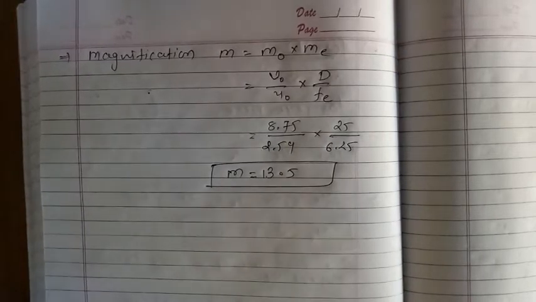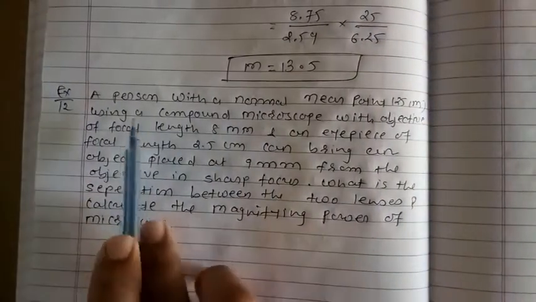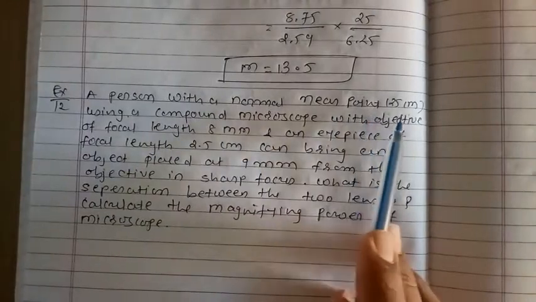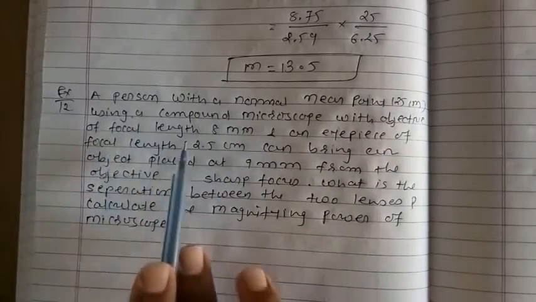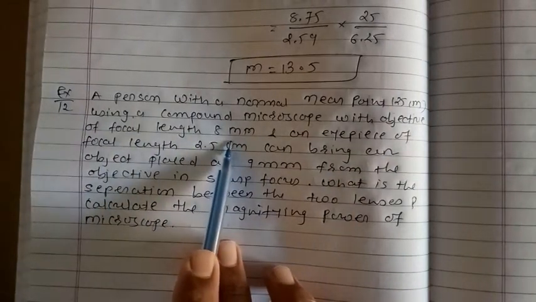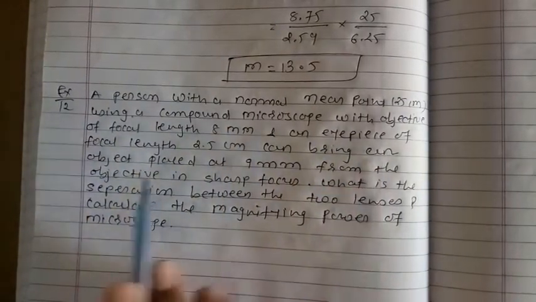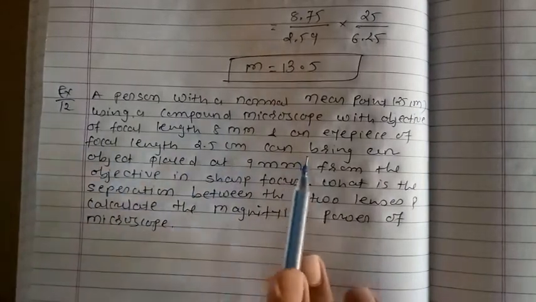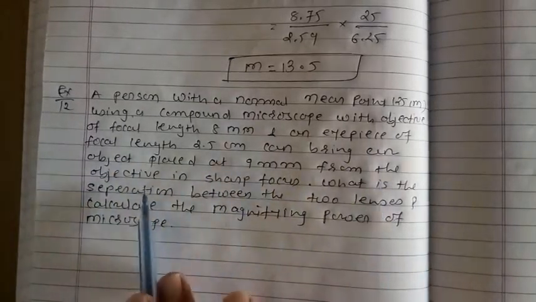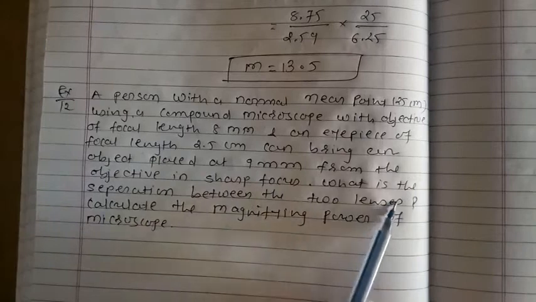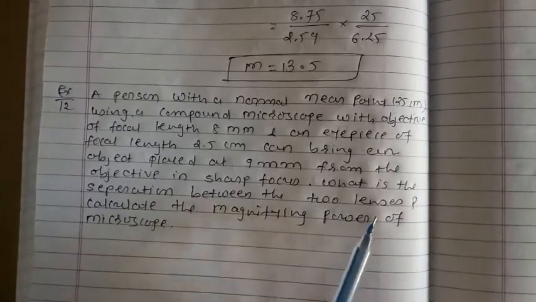Now we move forward to our next example. Example number 12. A person with a normal near point 25 cm using a compound microscope with objective of focal length 8 mm. So we have to convert millimeter into centimeter. And an eyepiece of focal length 2.5 cm can bring an object placed at 9 mm from the objective in sharp focus. Then what is the separation between the two lenses? So we have to find out the distance between the lenses.